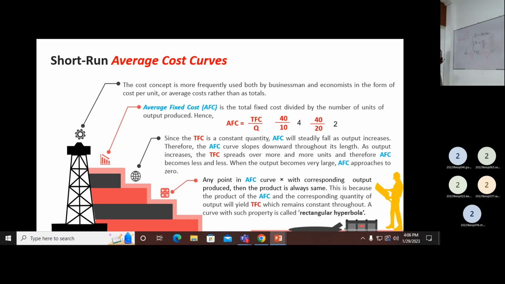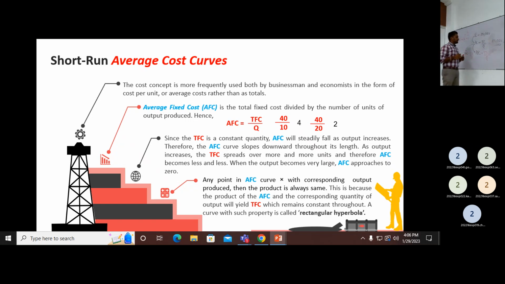Clear? Right. Now here, your average cost is equal to how much? Your total cost is 100,000. Let's say the quantity is 1,000. Accordingly, your average cost is equal to 100. It's LKR 100.